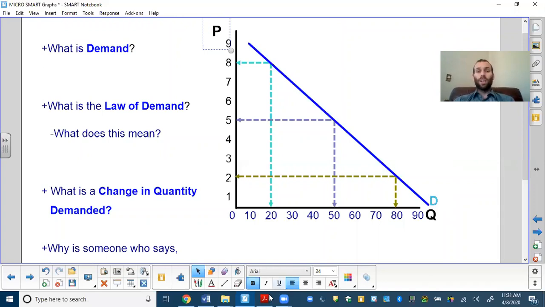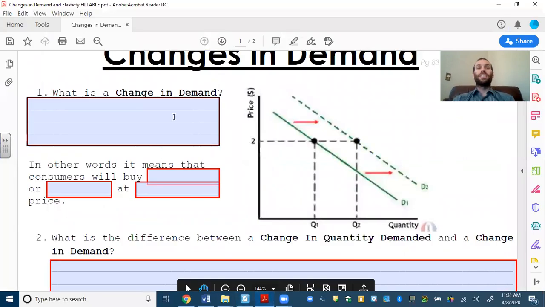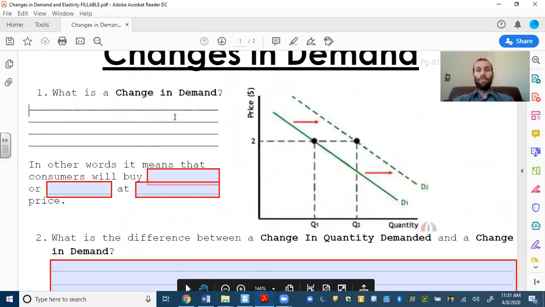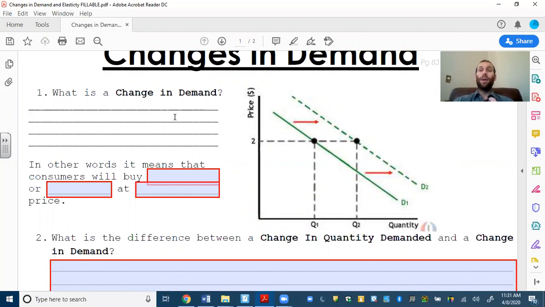Now, what we're covering today is what causes a change in demand. Well, a change in demand is when demand changes at every price. A few different ways to put it and to answer this is a change in demand is when consumers buy more or less of a good at the same price. Another way you could put it is when people will buy more or less of a good at every price.